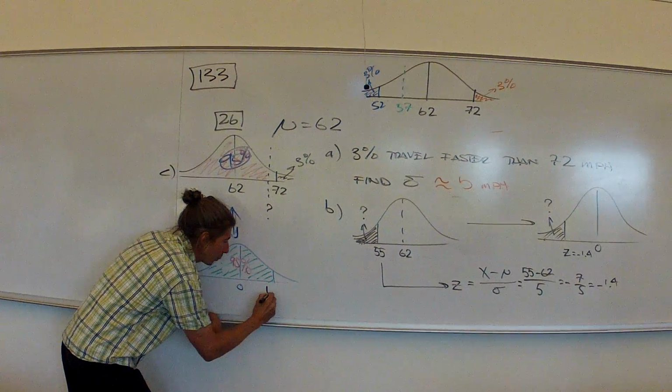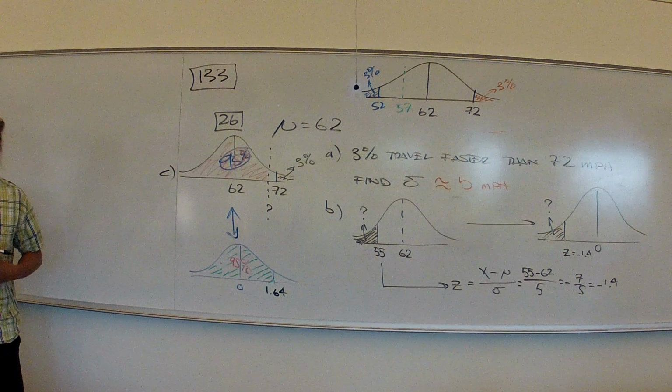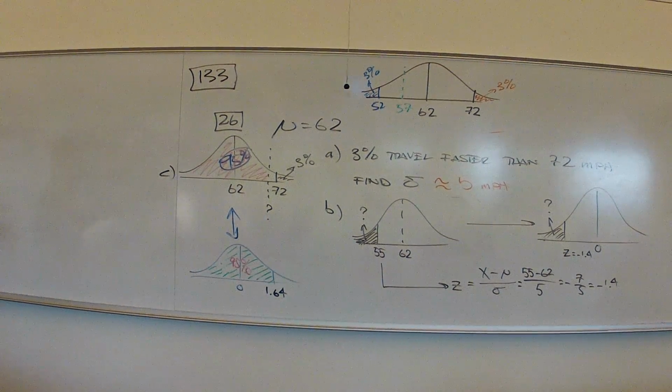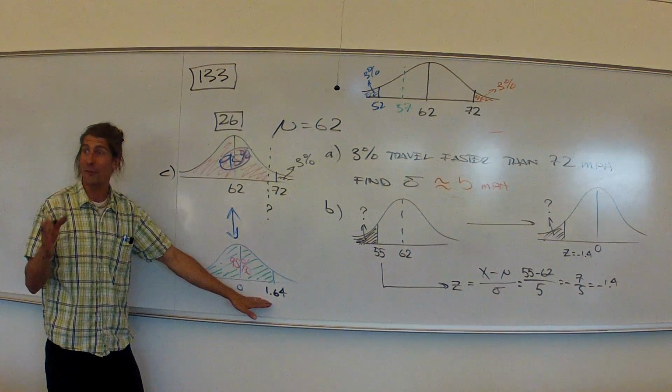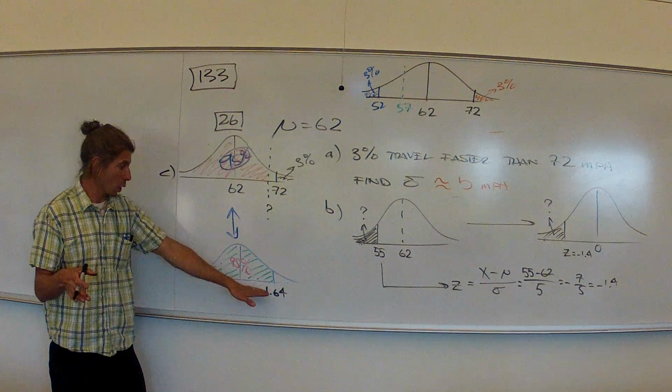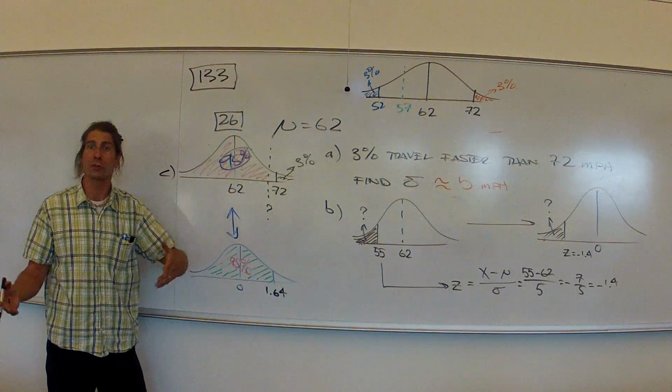We now know we're 1.64 standard deviations up. So all we've got to do is go up 1.64 standard deviations on this curve. We know that one standard deviation is 5 miles an hour. We've got to go 0.64 more than that, roughly 2/3 of that.